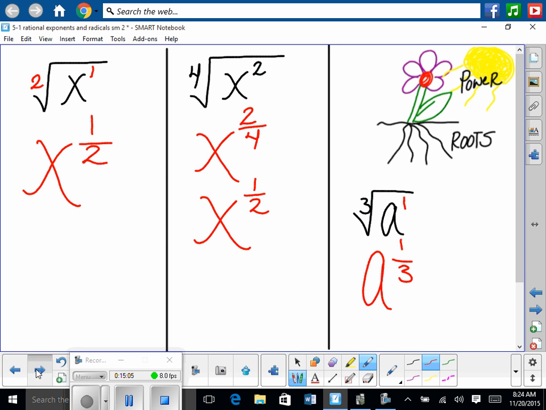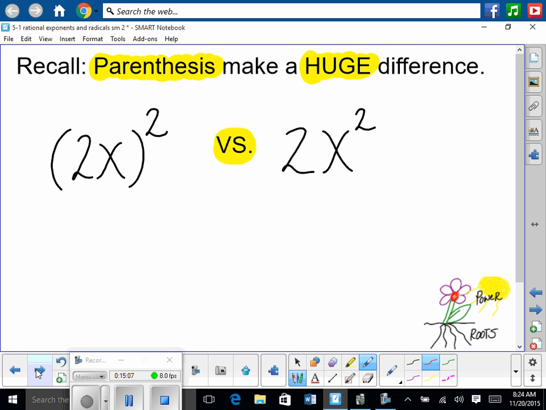Okay. So now I want you to understand something. Recall, we have learned kind of the hard way with a few of us in this class that parentheses can make a huge difference. It's a night and day difference in a problem. And in math, that's just true. Little details count. So parentheses make a huge difference. So I want you to just look with me at these two things. 2x in parentheses squared versus 2x squared. This is what gets students at this level every time.